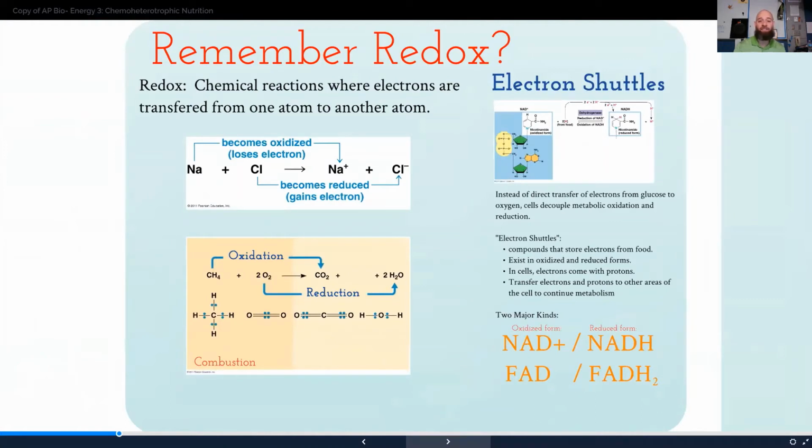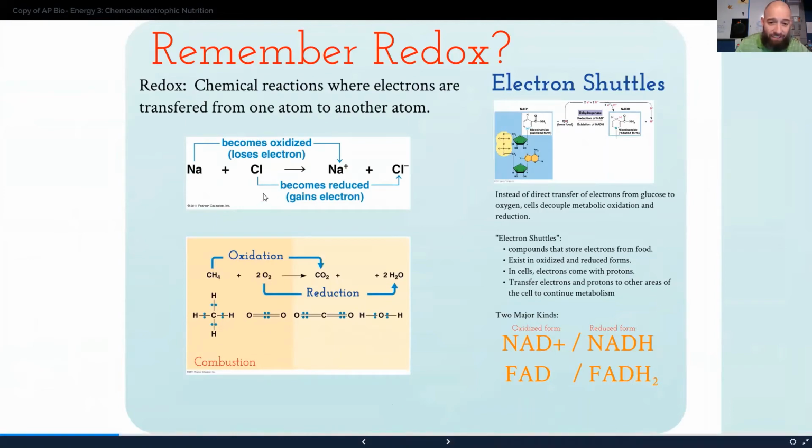Redox reactions. Oxidation reduction. Whether you understood this in other classes in the past, like in chem, I don't know. But in biology, we're not going to get too crazy with it. Here's the idea.